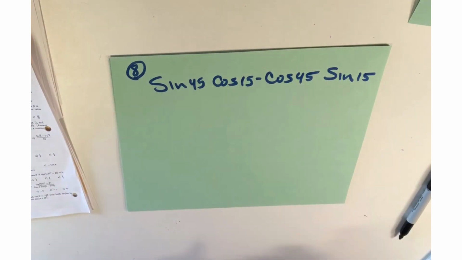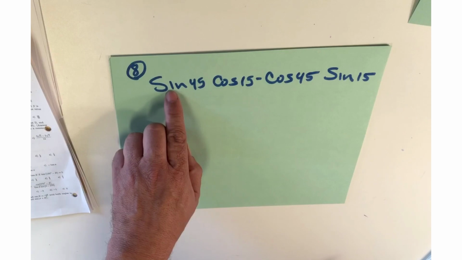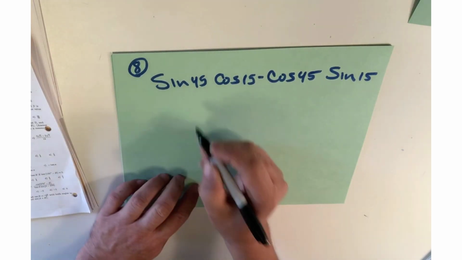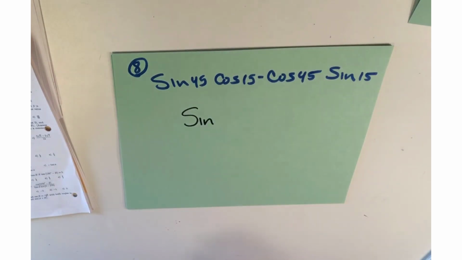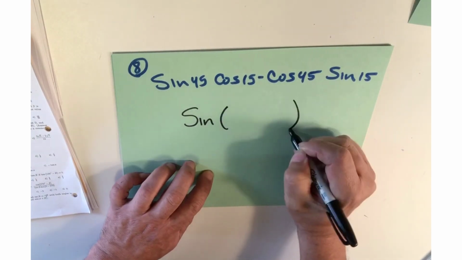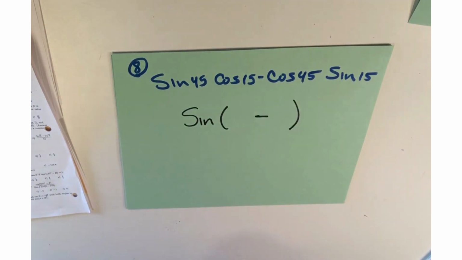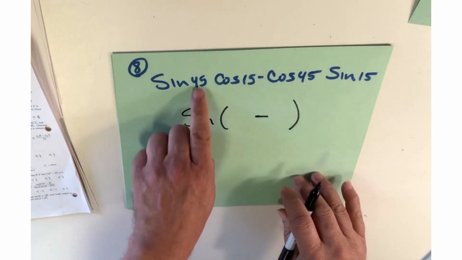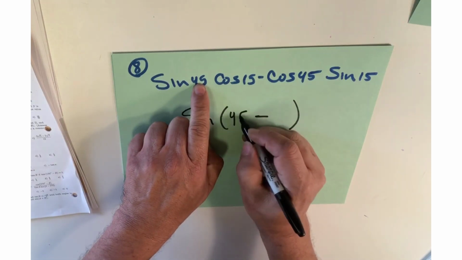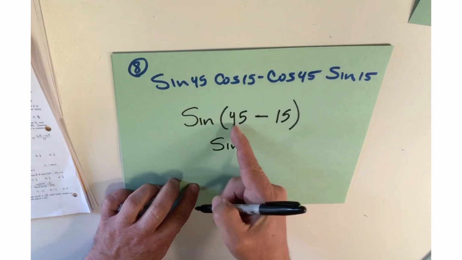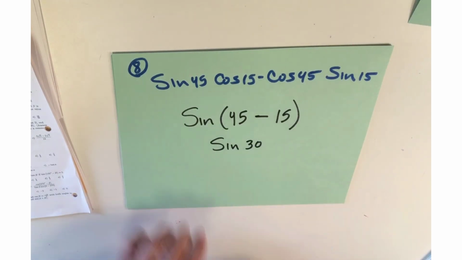Alrighty, let's try again with number 8. Let's see, this guy starts with a sine. Sine, cosine, cosine, sine. Hey, that sounds like the sine song. So write your sine. And then, of course, your parentheses. Now, sine follows the rule, so if this is a minus, this is definitely a minus, right? So now I'm going to put the numbers in order, 45 and 15. This will now give you the sine of 45 minus 15, which is 30.